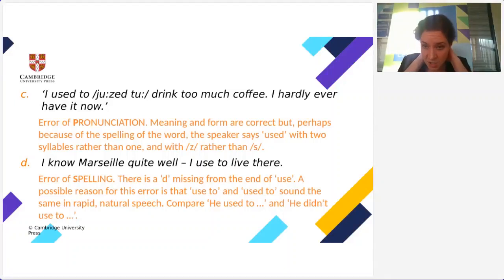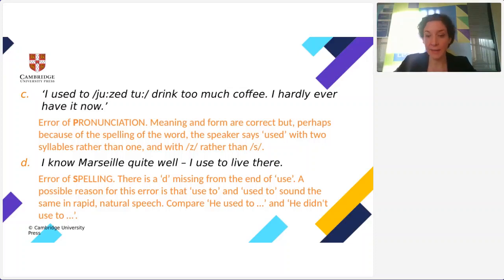Error of pronunciation. It also goes with grammar, of course, because meaning and form are correct here, but the spelling was wrong. Used to goes as s. Just pronounce that. Used to go. We don't even pronounce d here because it goes in line with the particle to. It goes used to go. So pronunciation should be taken into account when teaching grammar.